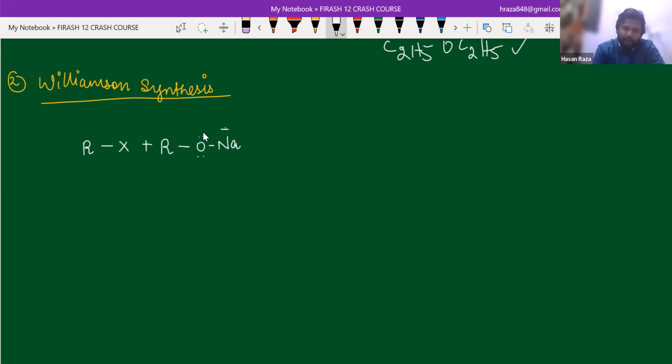Sodium alkoxide. There will be a negative charge here. This is your sodium alkoxide, and this is your alkyl halide. Sodium alkoxide is basically a salt. Now you can see what will happen. This will have negative, this will have positive. So negative will go with positive. So what will it form? It will form ROR, and the salt NaX will be the byproduct.